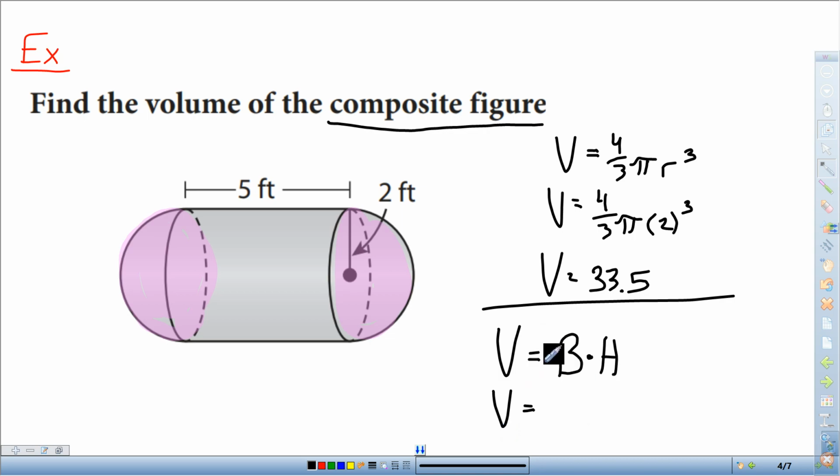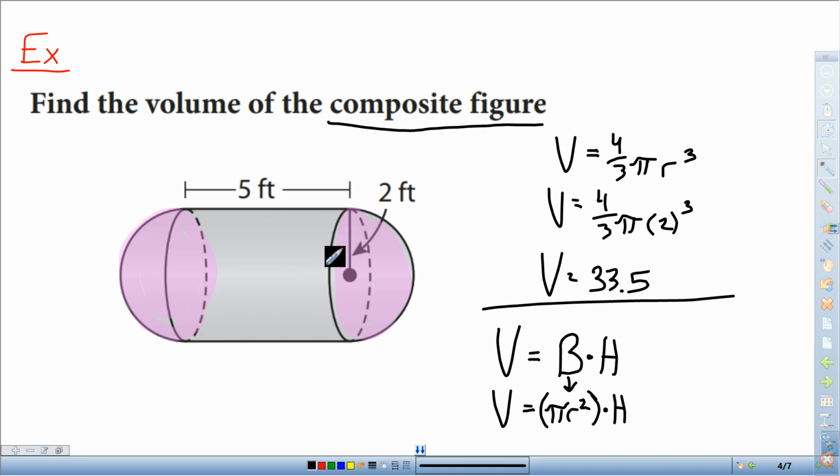But if you remember, capital B was always a formula to find the area of the base. If we're just looking at this cylinder, remember the base of a cylinder is a circle. So to find the area of the base, we have to use the formula for the area of a circle, pi r squared. And then times capital H, the height of the whole thing.